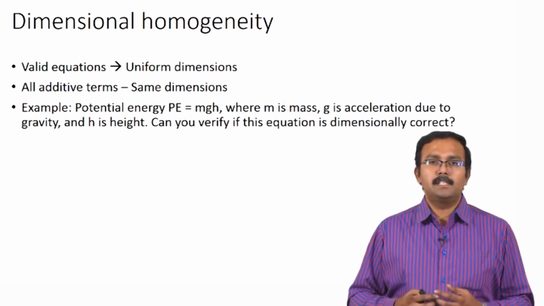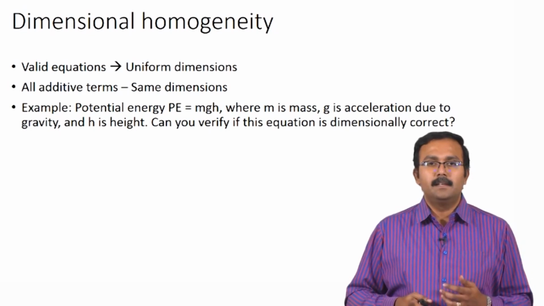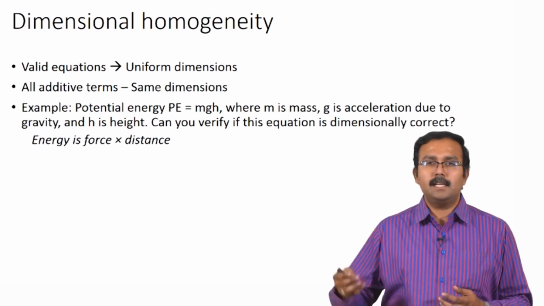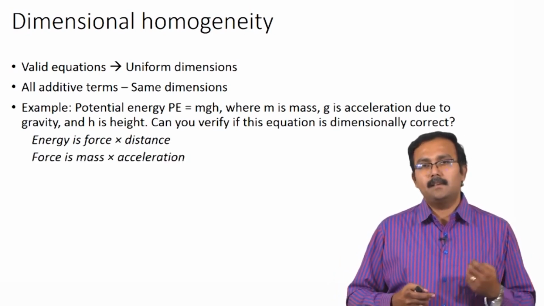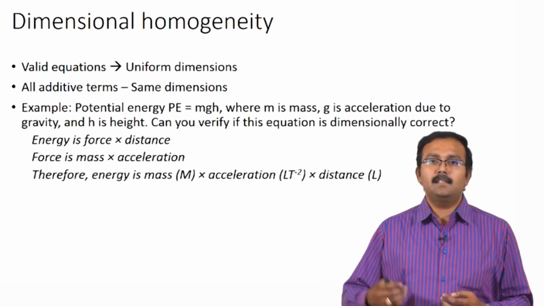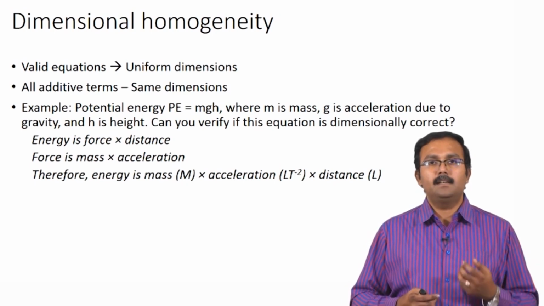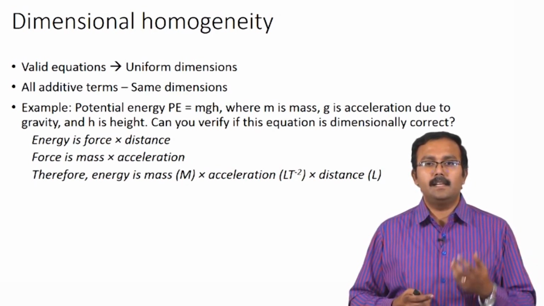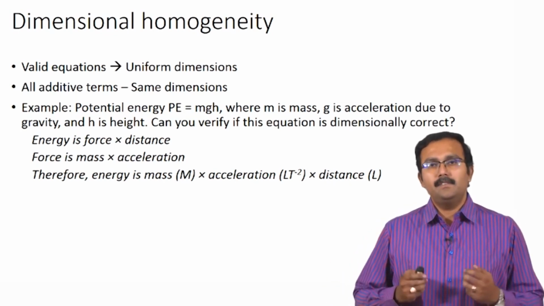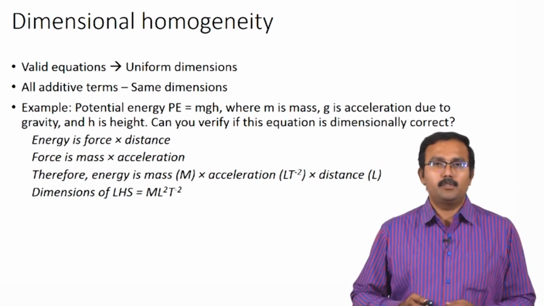Let us go to first principles and try to identify the dimensions of the left hand side. The left hand side term is energy. Energy is defined as force times distance. Force is defined as mass times acceleration. So energy is basically mass times acceleration times distance. The dimensions of mass is M, dimensions of acceleration is L t to the power minus 2 and distance is L. Therefore, it gives the total dimensions of the left hand side as M L squared t to the minus 2.